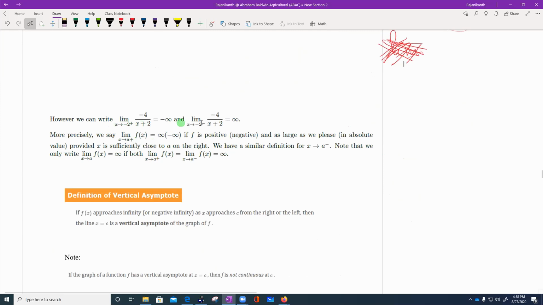Now you have left and right limits. Confusing, no? Okay, so now let's see whether you understand this one. What is the meaning of this expression? Could you explain in words?